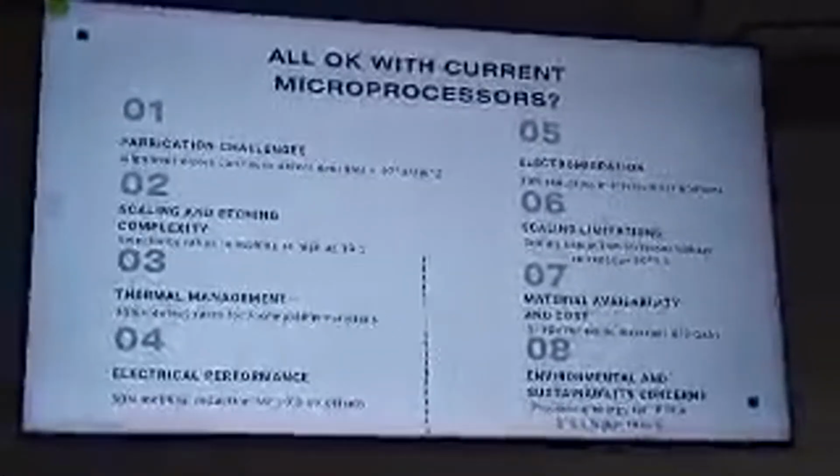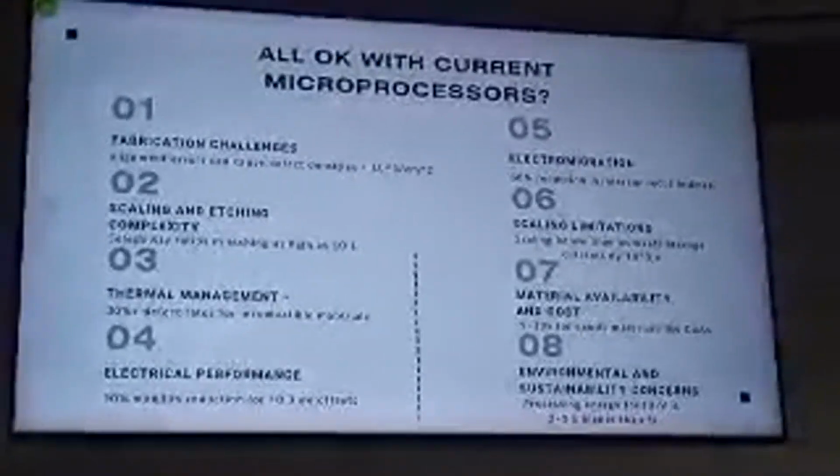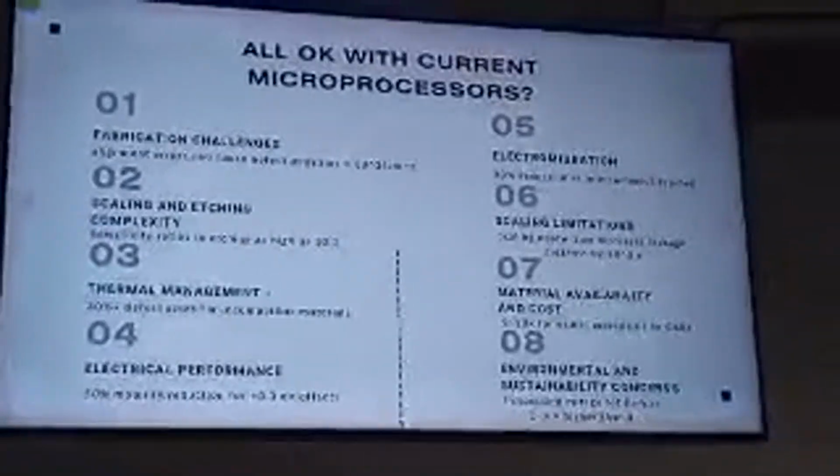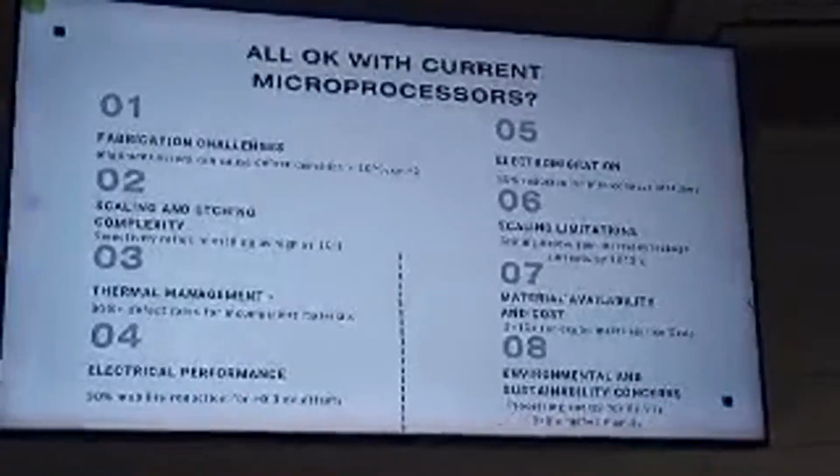So the only thing which is yellow here is 2D materials, which in our papers we always propose, but it's not yet implemented in the current microprocessors. Of course, there are a lot of papers on it. Okay, so is everything okay with microprocessors and hetero elements? This is the first question.